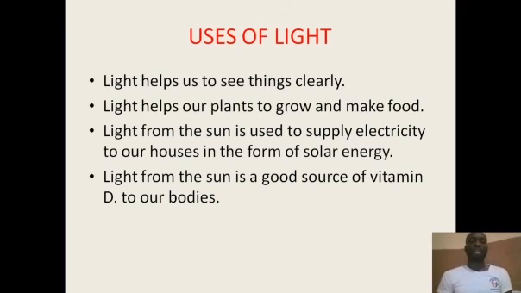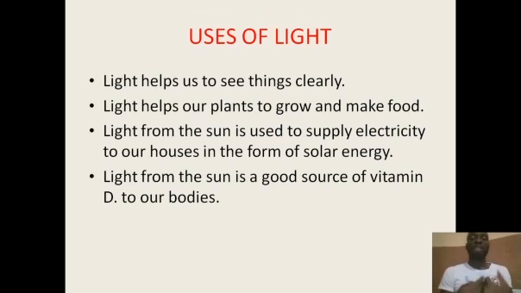Now the last one but not the least is light from the sun is a good source of vitamin D to our bodies. You must have heard about vitamin D. So vitamin D is actually gotten from the sun, morning sun, not sun in the afternoon. Sun in the afternoon is harsh and is not good for the body, but the sun that comes out around 8 a.m., 9 a.m., 10 a.m., 11 a.m. is actually good for your body.